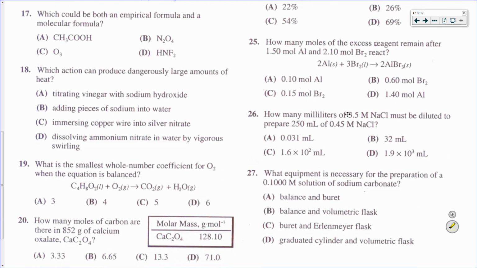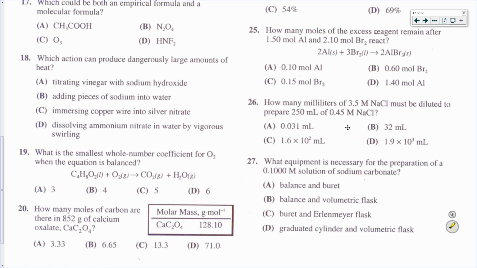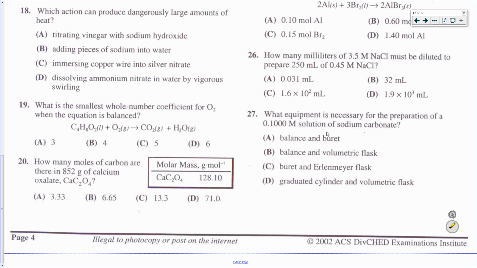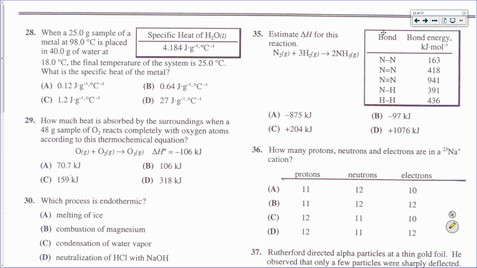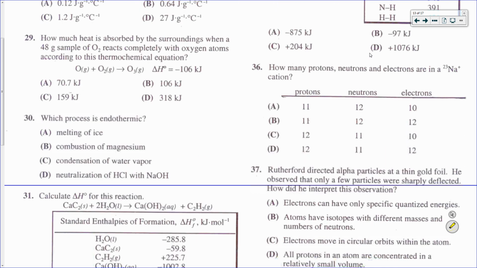How many, this is a C1V1 equals C2V2, how many milliliters of a higher concentration does it take to make a certain volume and concentration of something more dilute? What equipment would you use to measure something with? So those are the types of questions that you're going to see through this.